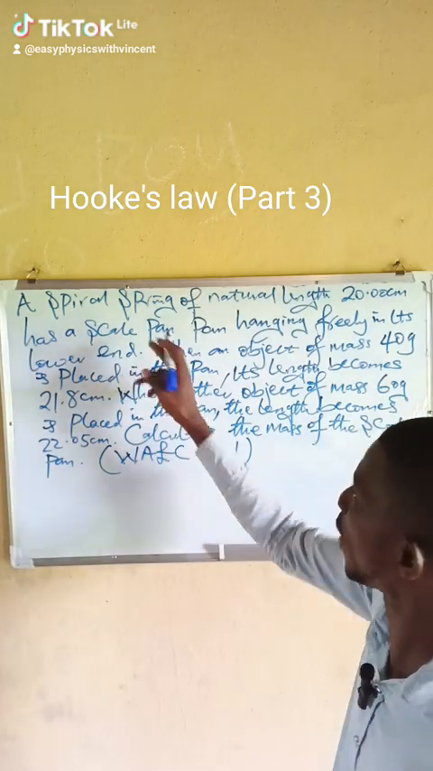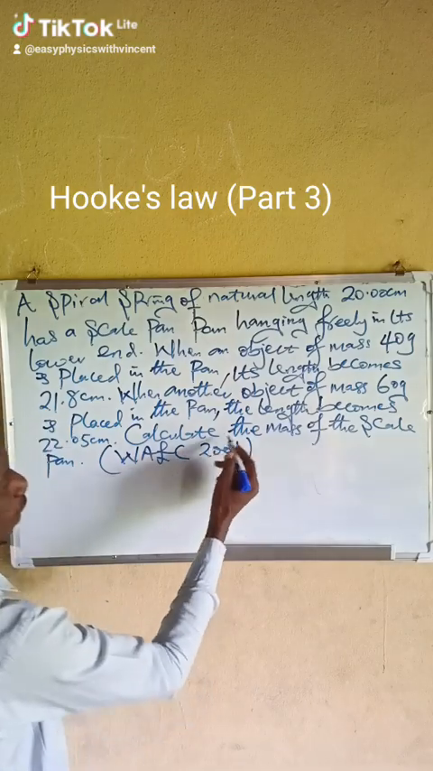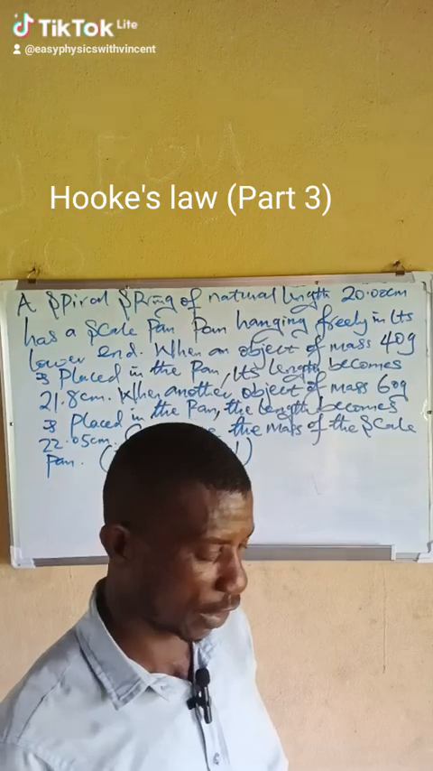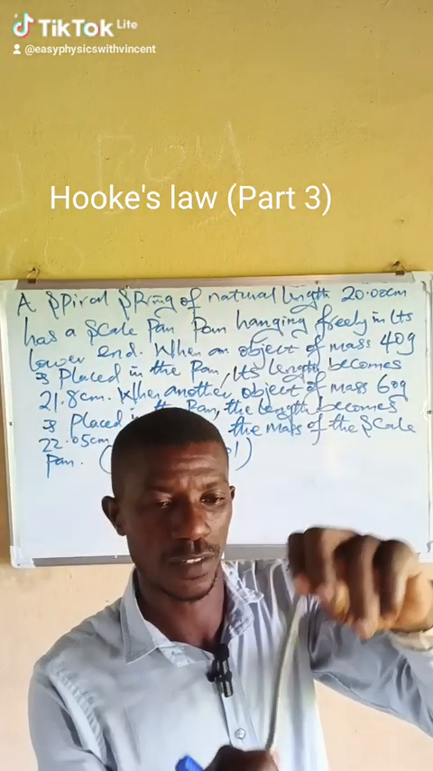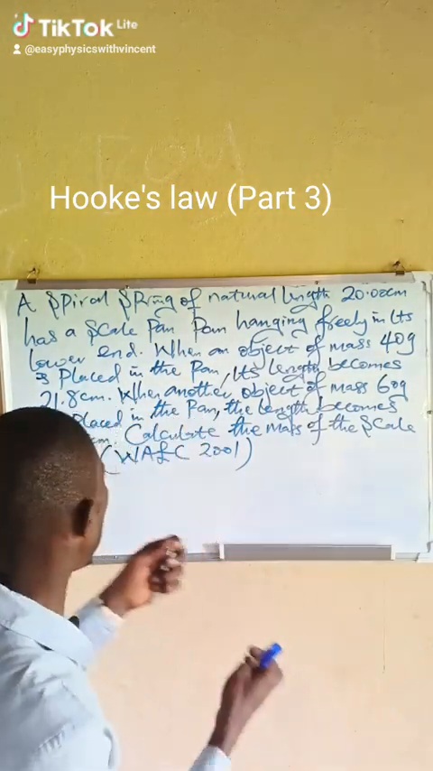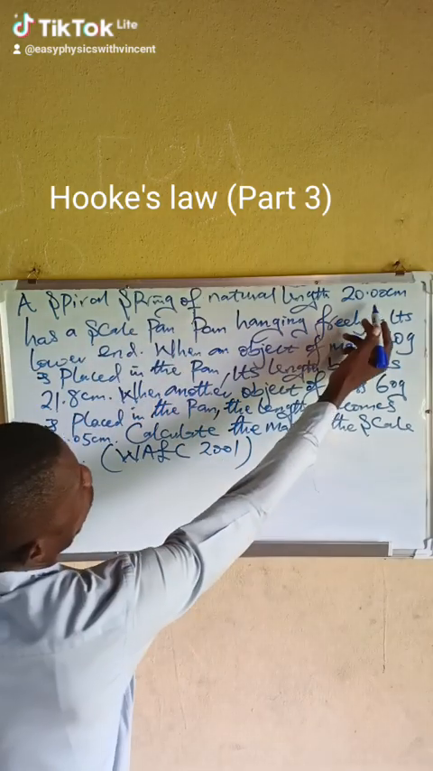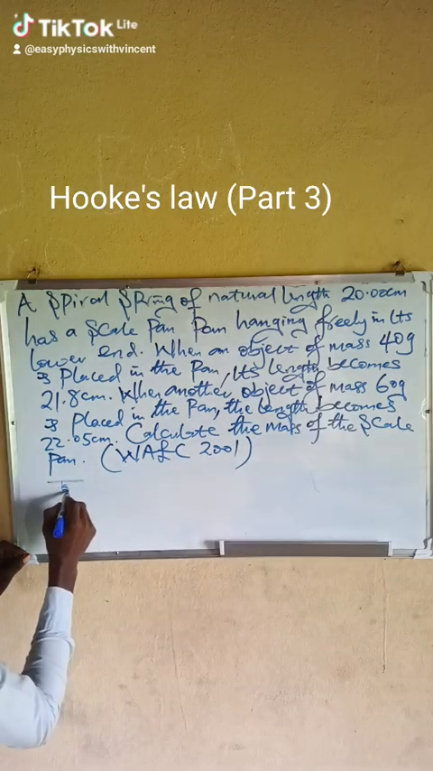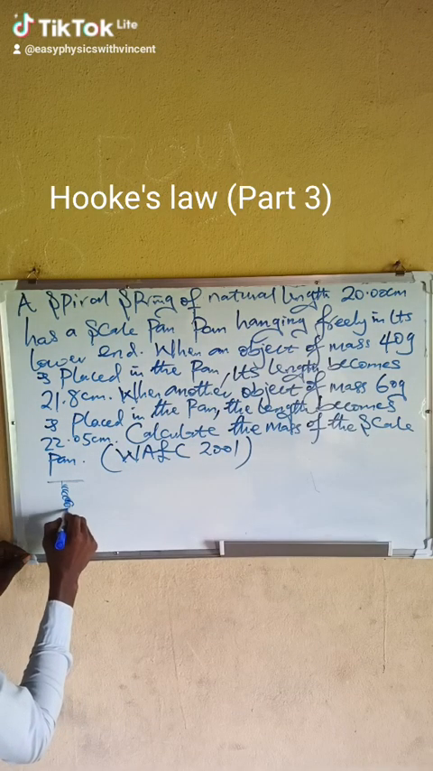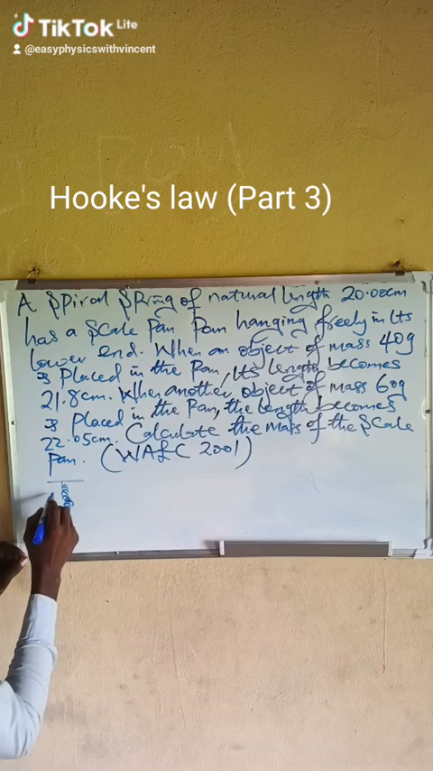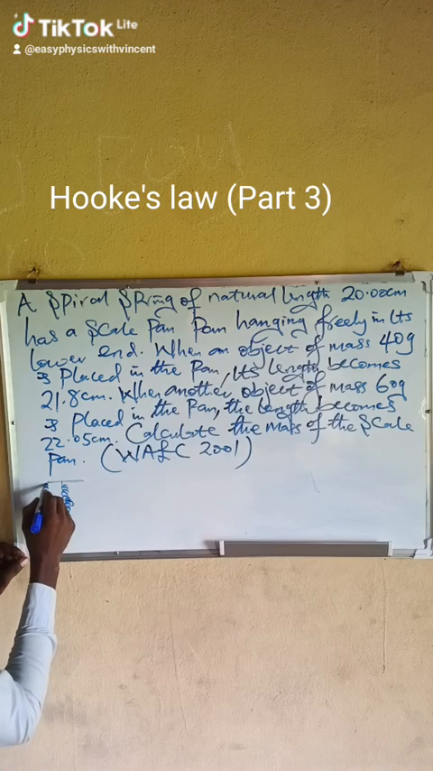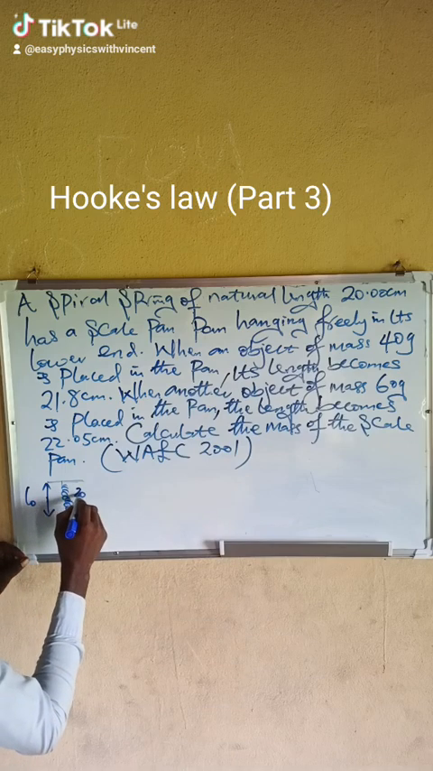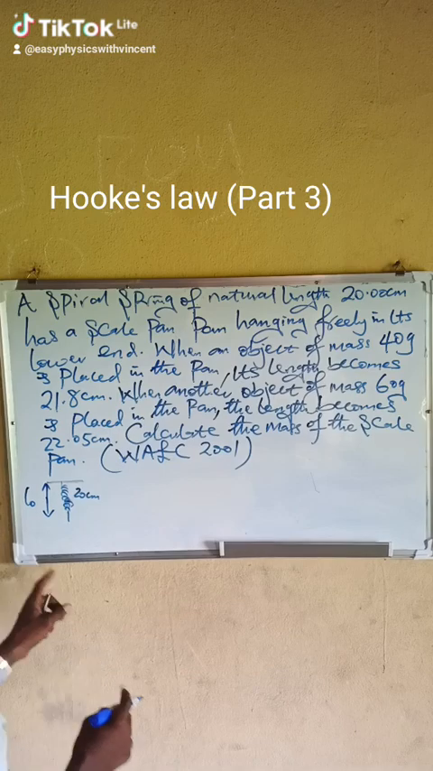Now we have a spiral spring, and the question says calculate the mass of the scale pan. In a spring, this is our natural spring. That is a spiral spring, and the length of this spring is 20 cm. From here to here is L naught, and it's giving us 20 cm.